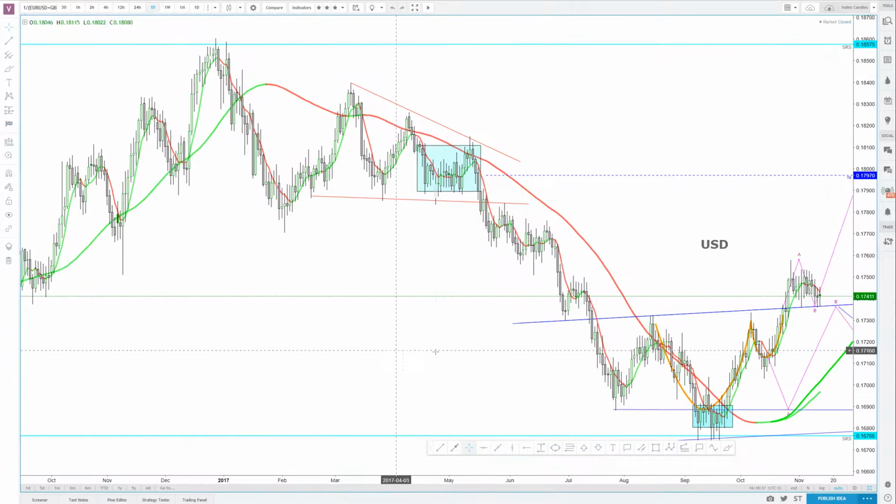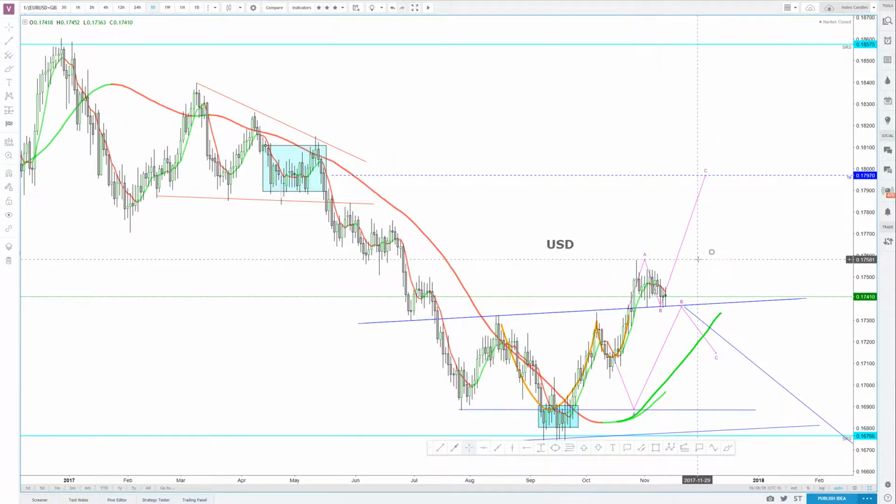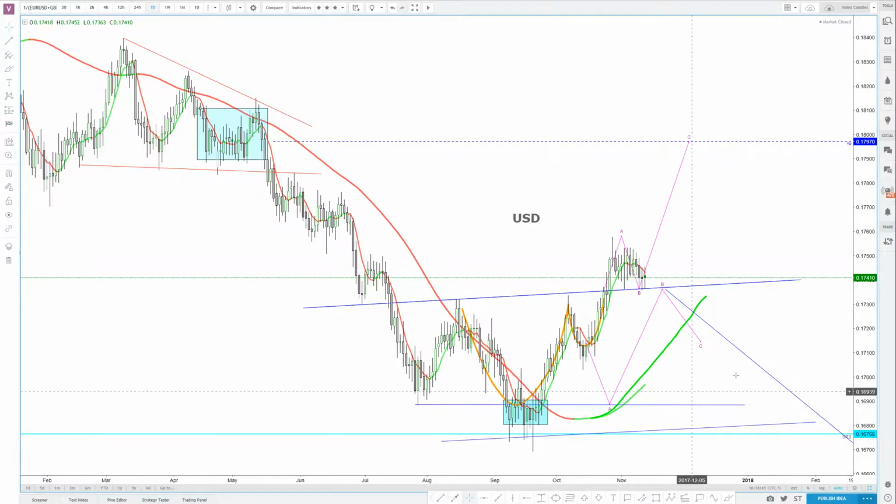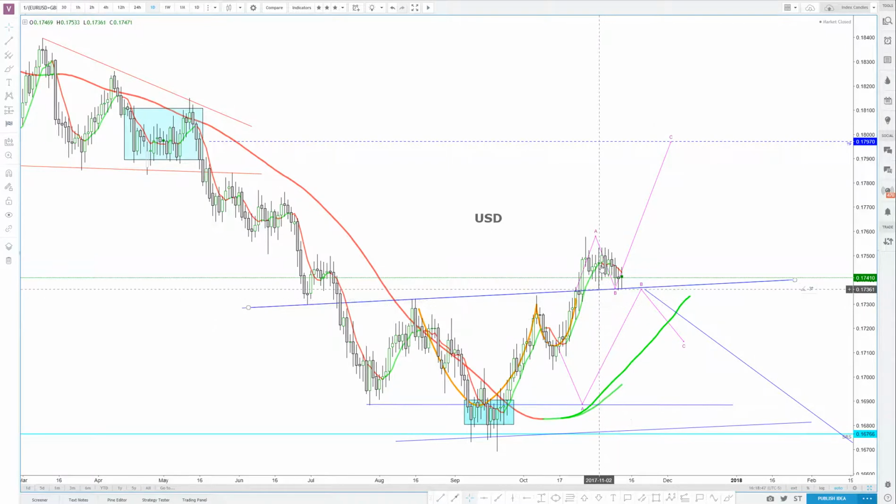Great week last week. I got USD here doing what we expected it to do. Once again, we had this pullback to this support resistance here, and then we have another one on Friday, and I'm still expecting it to go up. So this is a pretty good spot to start getting long on USD.